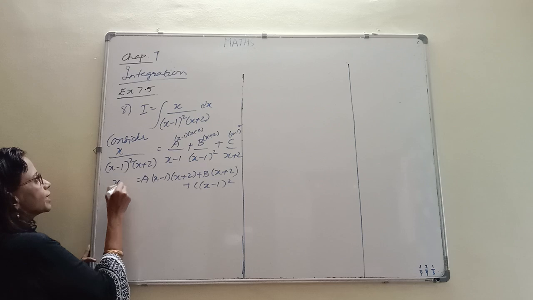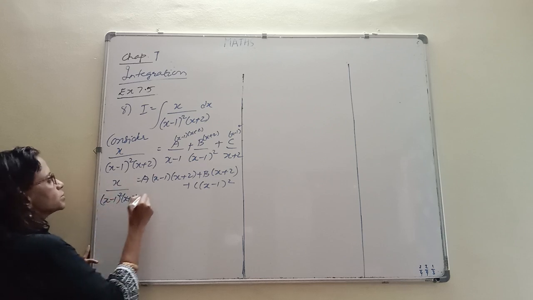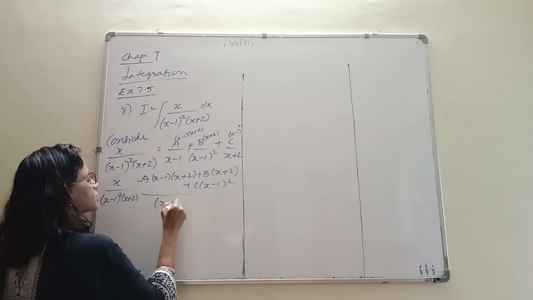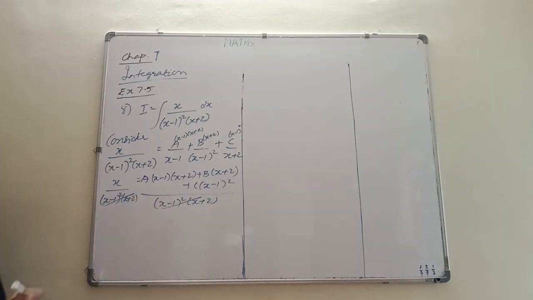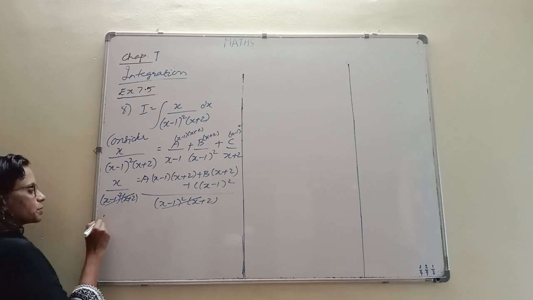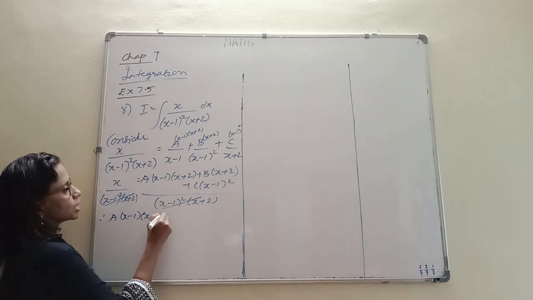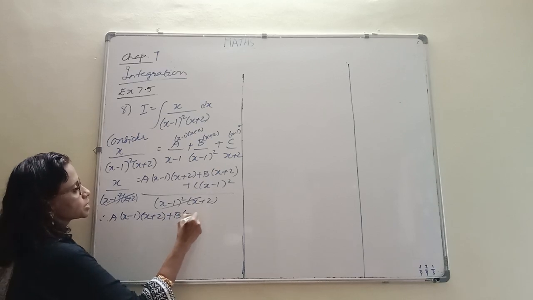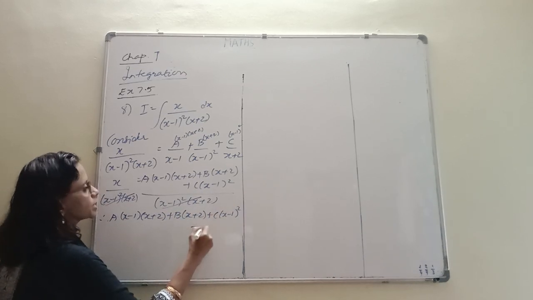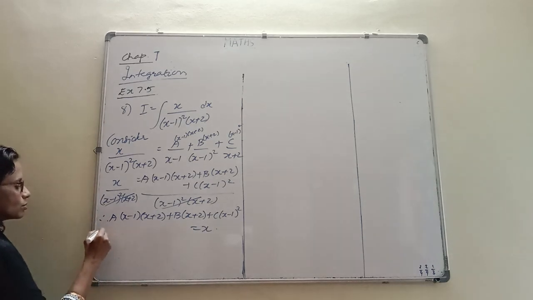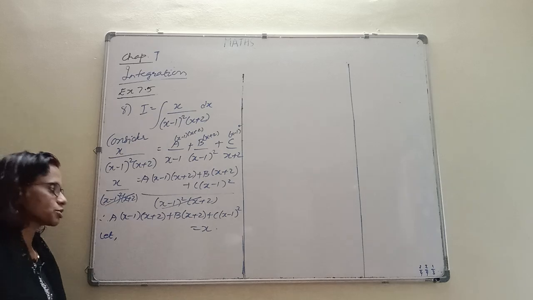Here it's x over x minus 1 the whole squared, x plus 2, denominator is also that. So we come to know that the denominators can cancel each other. So as a result, our new expression is a times x minus 1 times x plus 2 plus b times x plus 2 plus c times x minus 1 the whole squared is our x. So we know that we should get the ABC value. For that we have to make substitutions.